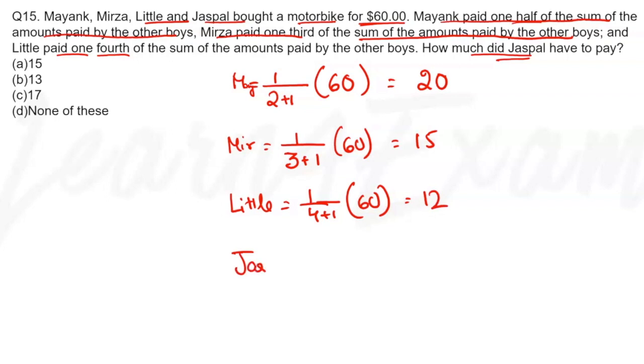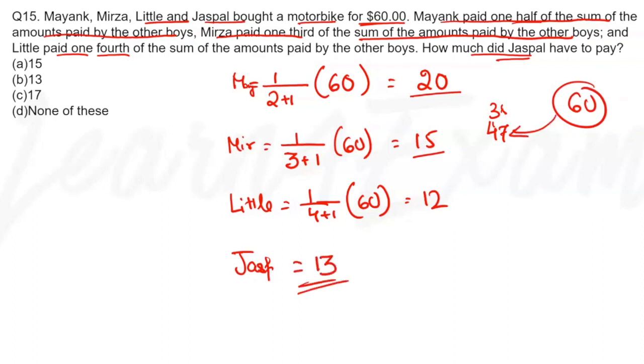So Jaspal would be paying the remaining amount. So 20 plus 15 is equal to 35, plus 12 is 47. The total amount was equal to 60. So from 60, 47 is already paid. The remainder of $13 has to be paid by Jaspal. So the answer for this question is $13, or option C.